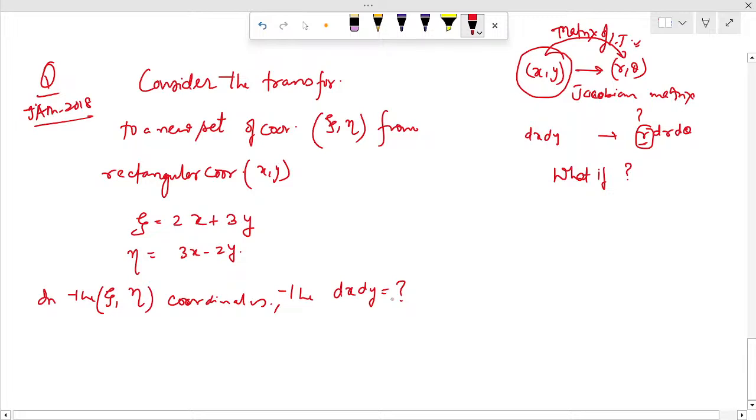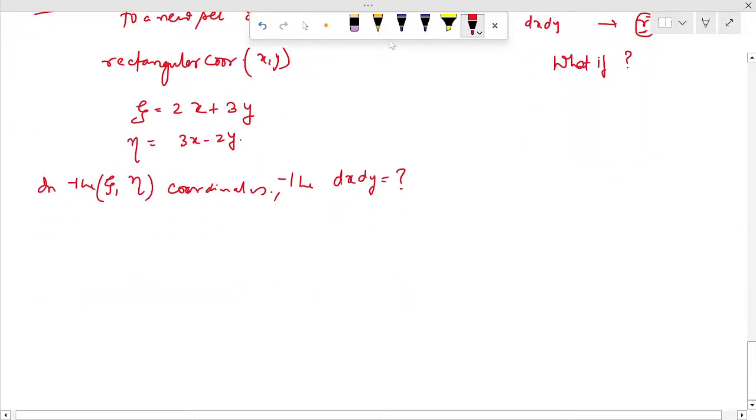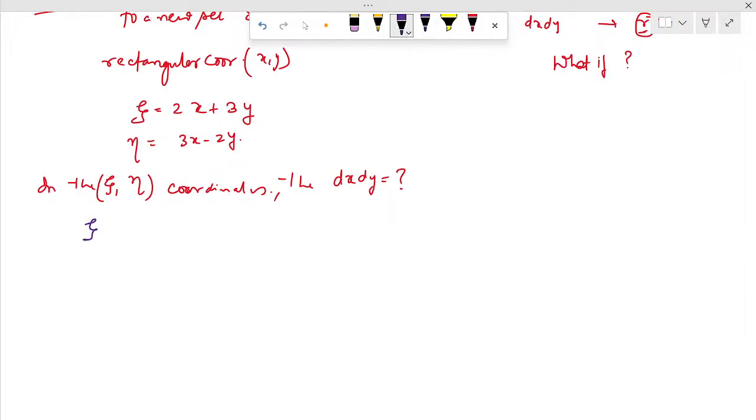Most often you will find that these questions can be done using the Jacobian matrix. However, I'm not going to use that matrix, because I have a different way to do it. Zeta and eta are related to x and y by the matrix 2, 3, 3, minus 2.